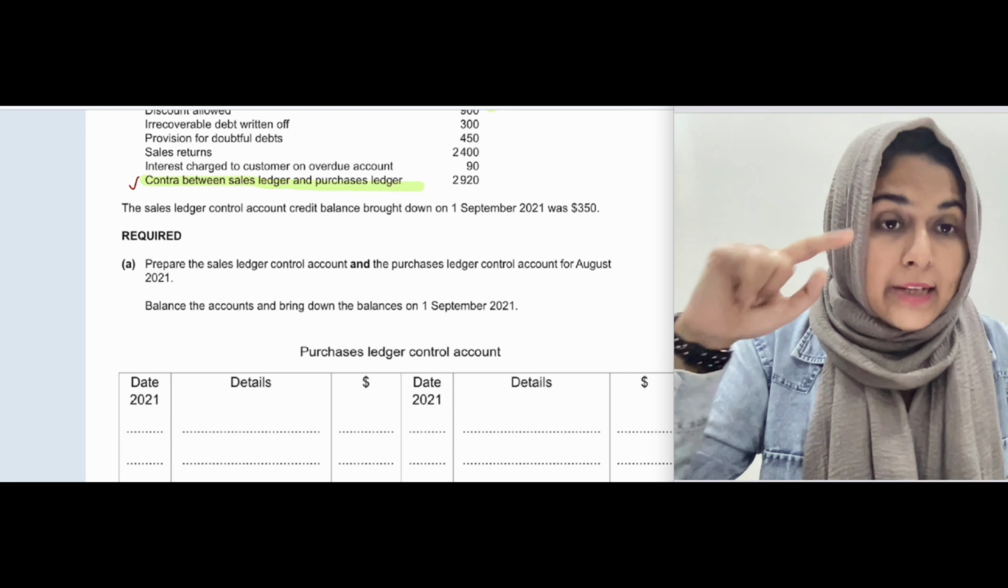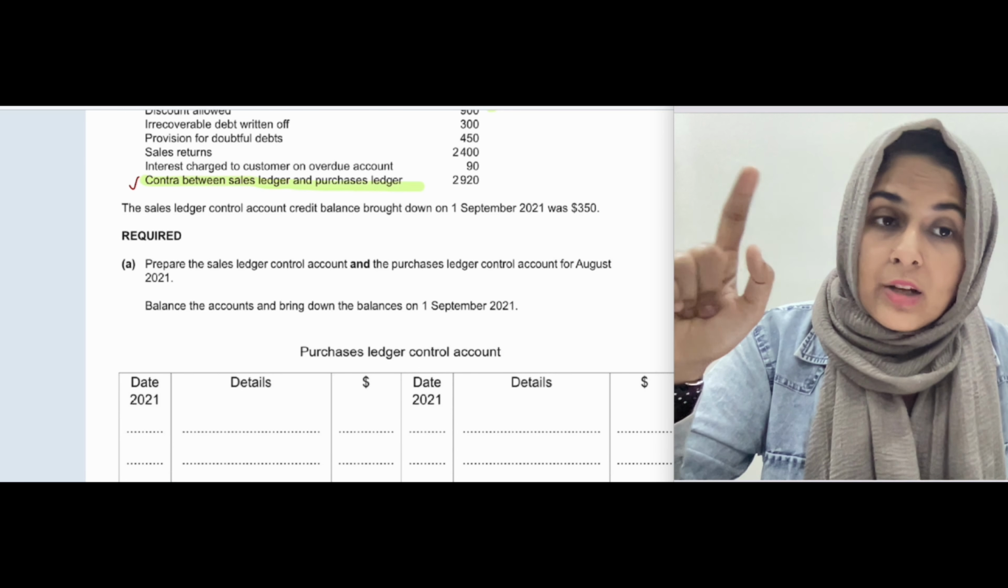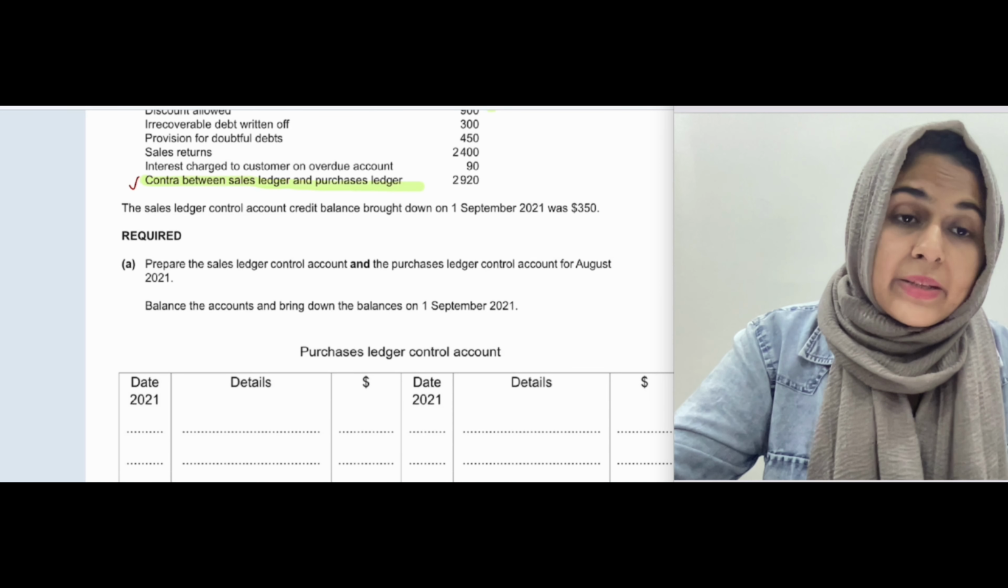So trade payable is a liability. Liabilities have a balance brought down on the credit side. Assets have a balance brought down on the debit side.